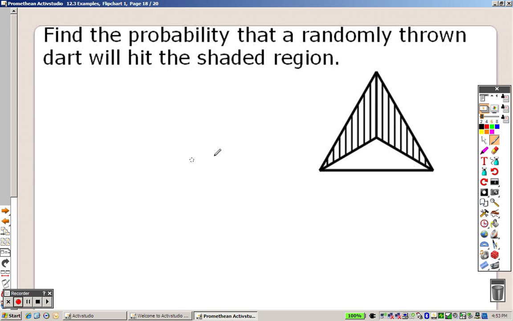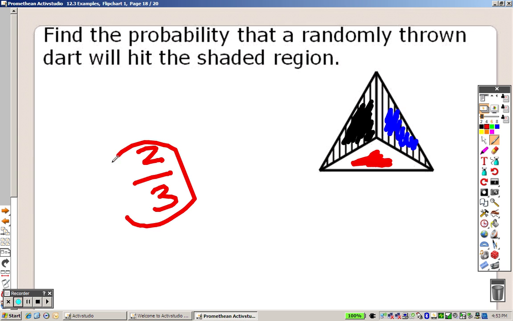Before. Finding the probability that a randomly thrown dart will be in the shaded area. Well, this triangle is cut into 3 sections. Here is one section that I shaded in that color. Here is another section that I'm shading in that color. And here is the other section. So there's a total of 3 sections. 2 out of the 3 are shaded in. So there you go, 2/3.